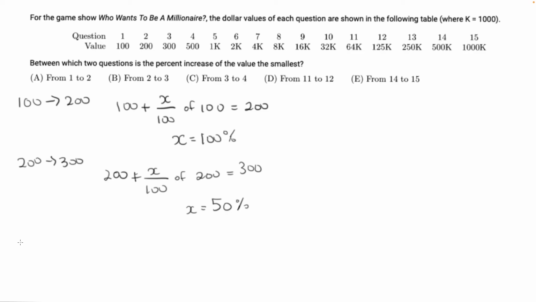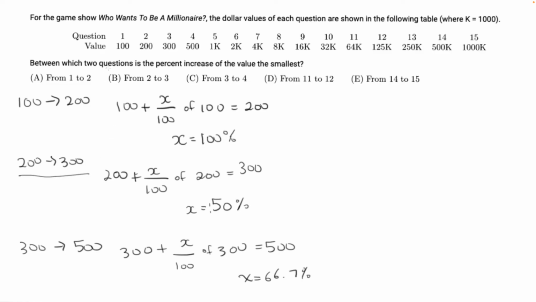And then for the value 300 to 500, we get the original value of 300 plus x percentage of 300 equals 500. So we can find that x is approximately 66.7% increase. And then it wanted the smallest value of percentage increase. So the smallest is 50%, and that was from $200 to $300. So our answer is going to be B.